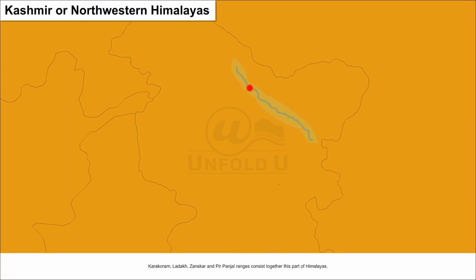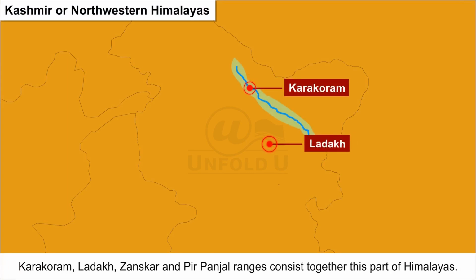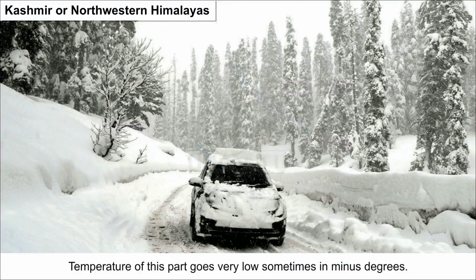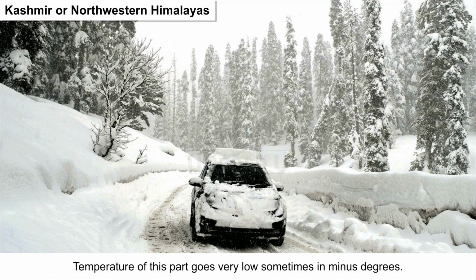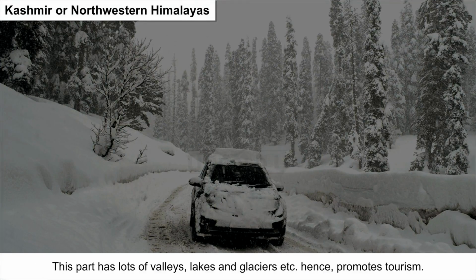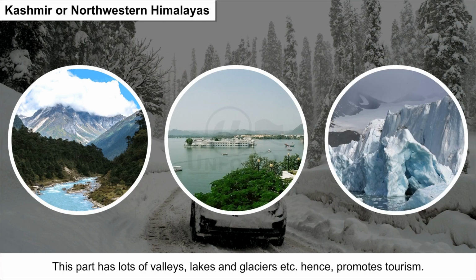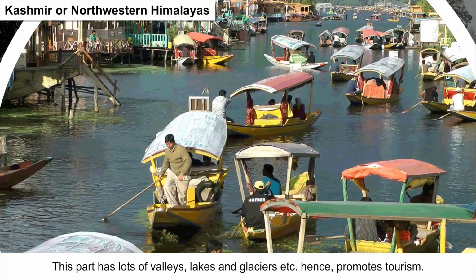1. Kashmir or Northwestern Himalayas. Karakoram, Ladakh, Zanskar, and Pir Panjal ranges together constitute this part of Himalayas. Temperature of this part goes very low, sometimes in minus degrees. This part has lots of valleys, lakes and glaciers etc. Hence promotes tourism.